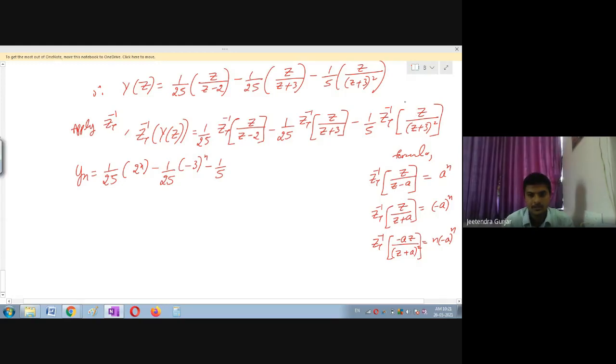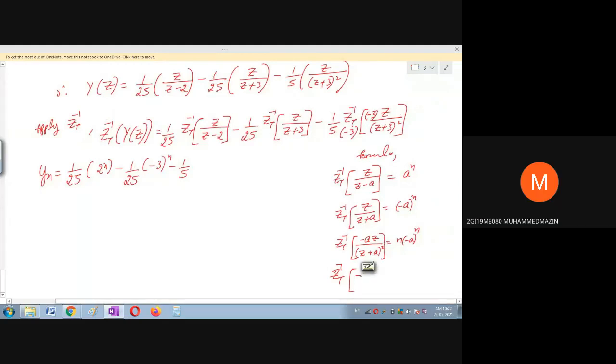So I want here 3 to be in this. So for this I will take minus 3. I will multiply and I will divide here by minus 3. Is it clear? I will multiply here minus 3 and I will divide by 3, so that this will be like this. So inverse Z transform will look like this. So right hand side I am writing it.